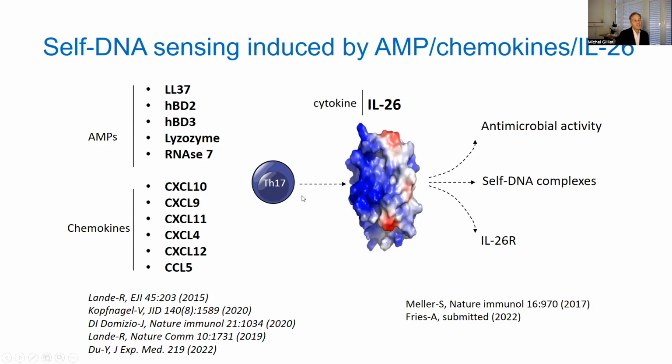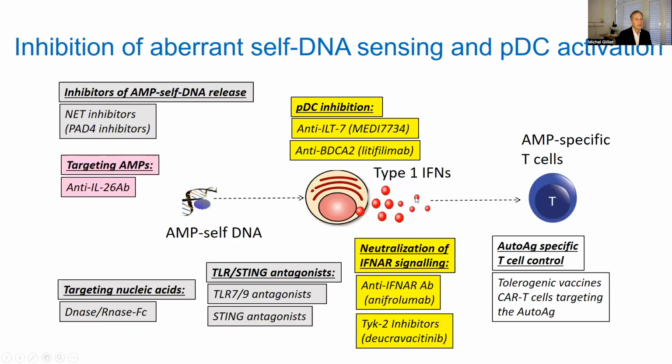We were very interested in a cytokine because we identified that there is a cytokine, IL-26, produced by Th17, which has also this structure and is also able to kill bacteria, so has an antimicrobial activity, and importantly also drives self-DNA sensing by forming complexes with self-DNA. This is very interesting because IL-26 has also its own receptor, so we think a combination of these different effects is very interesting and very important in several chronic inflammatory diseases. And I think this is very exciting.